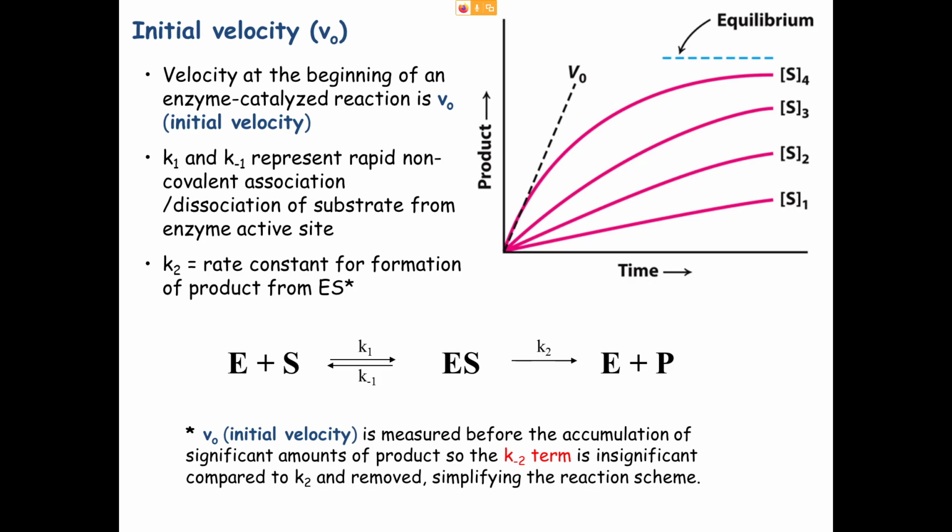Okay? So if I look at this and measure the initial velocity here, this is product versus time on this graph, and I measure the initial slope, so S1, the amount of substrate, would be a rather shallow line here.